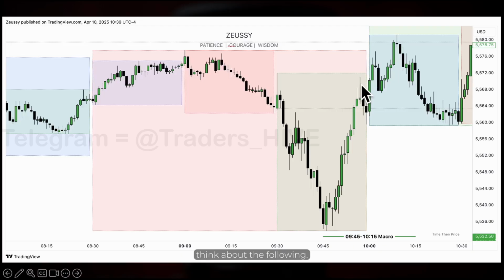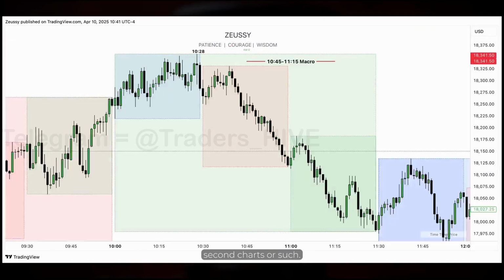Now, I would like to think about the following. What is present inside of this delivery on the lower time frames? It might seem like we just reprice the lower very quickly and then expand towards the upside very quickly. But on the lower time frames, you must understand that we actually see the signs of a lower time frame market make a buy model taking place. When we pay attention to, for example, the seconds charts or such.